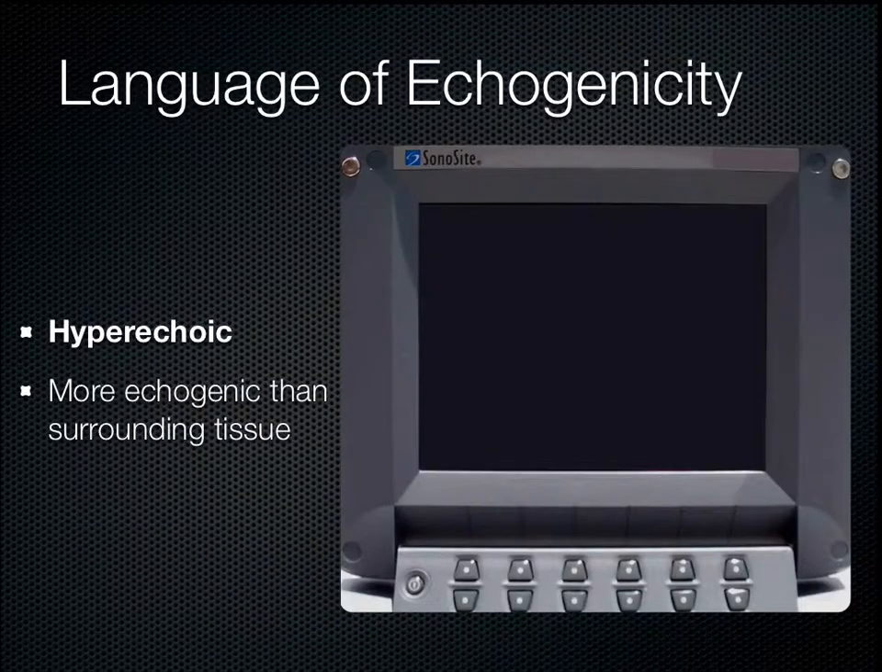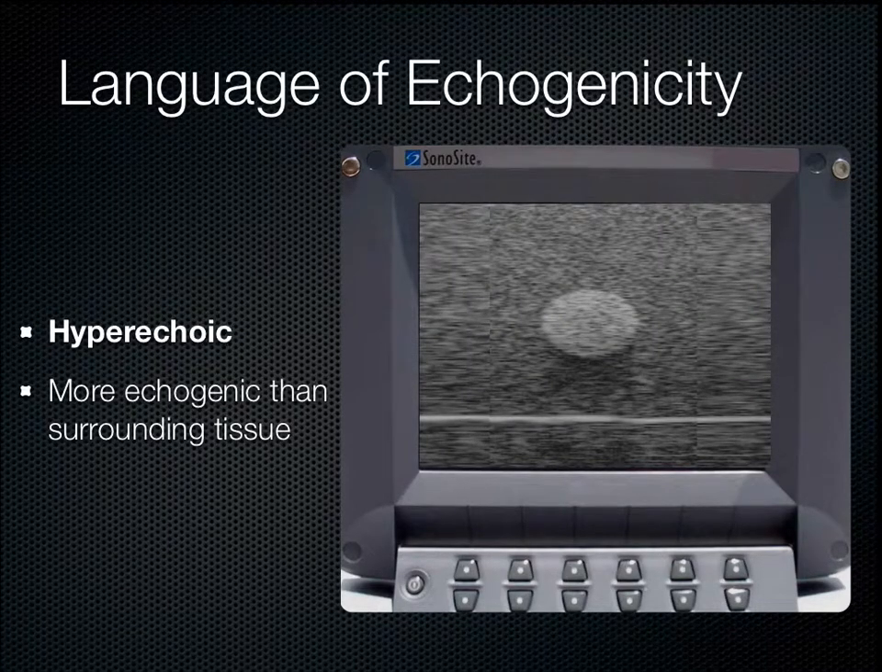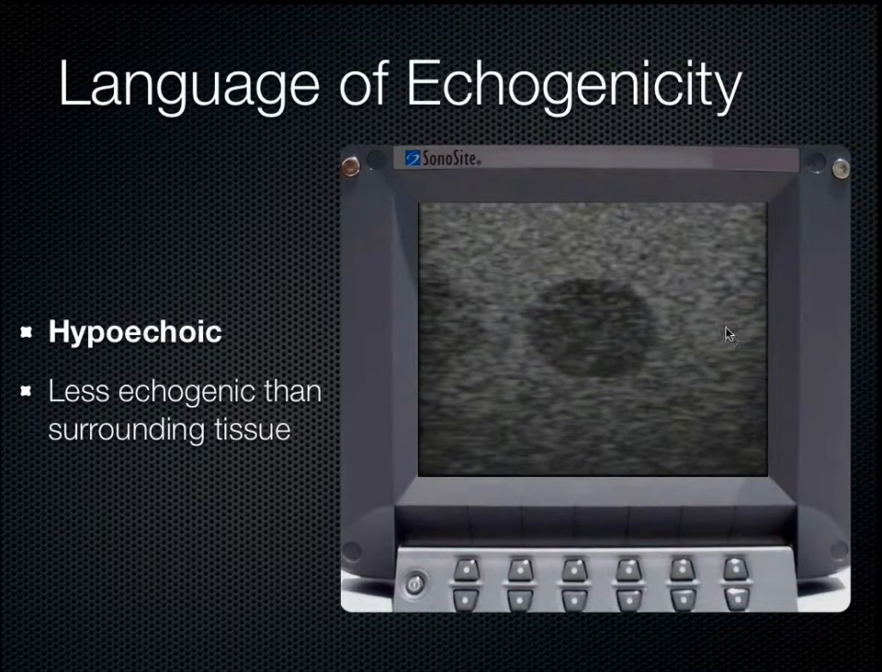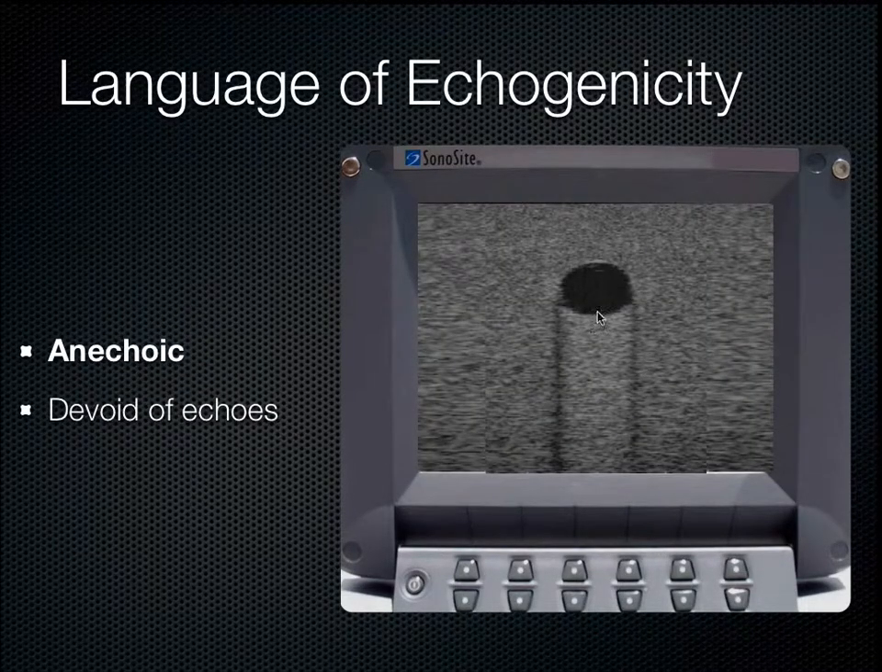And so this is the more professional way to talk about that, the way we communicate with our colleagues. We don't say whiter or brighter or darker. Those are subjective terms that mean something different to lots of different people. So we say hyperechoic when something is more echogenic than the surrounding tissue. And we say hypoechoic when something's less echogenic than the surrounding tissue. And we say anechoic when something's jet black or completely devoid of echoes. So hyperechoic, hypoechoic, and anechoic. And something is actually isoechoic when it's the exact same echogenicity as the surrounding tissue. We'll get to that some more later.